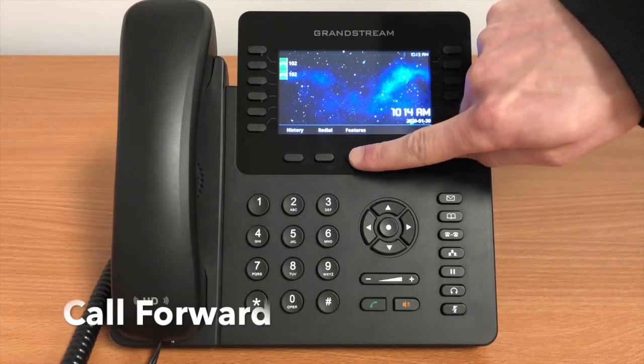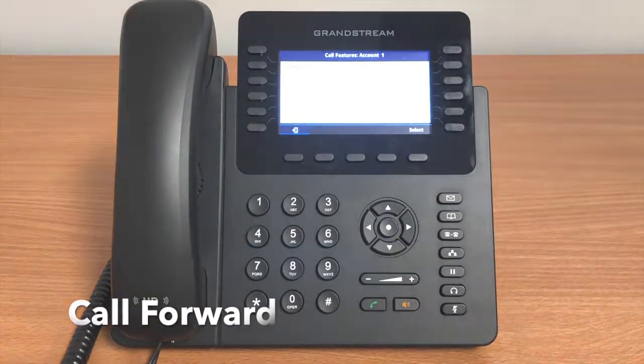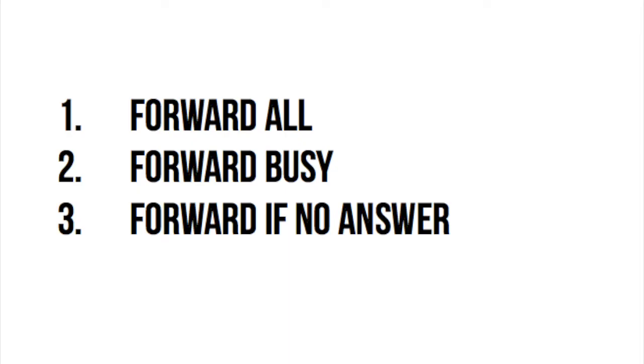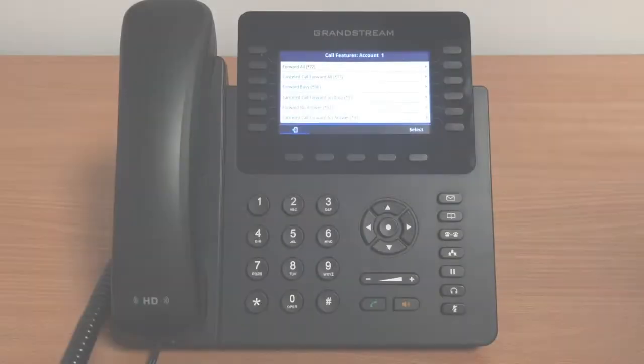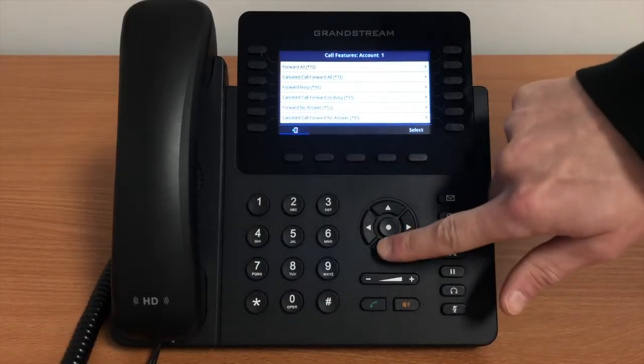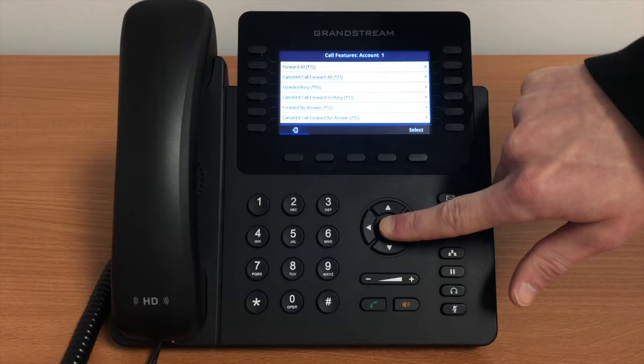The features button takes you to your call forward options. You have 3 different call forward options: forward all, which will forward all calls to the destination you enter; forward busy, which will only forward calls when you are using your phone; and forward no answer, which will forward calls after ringing your phone for 20 seconds. To select one of these options, use the arrow keys and press the center button to select.